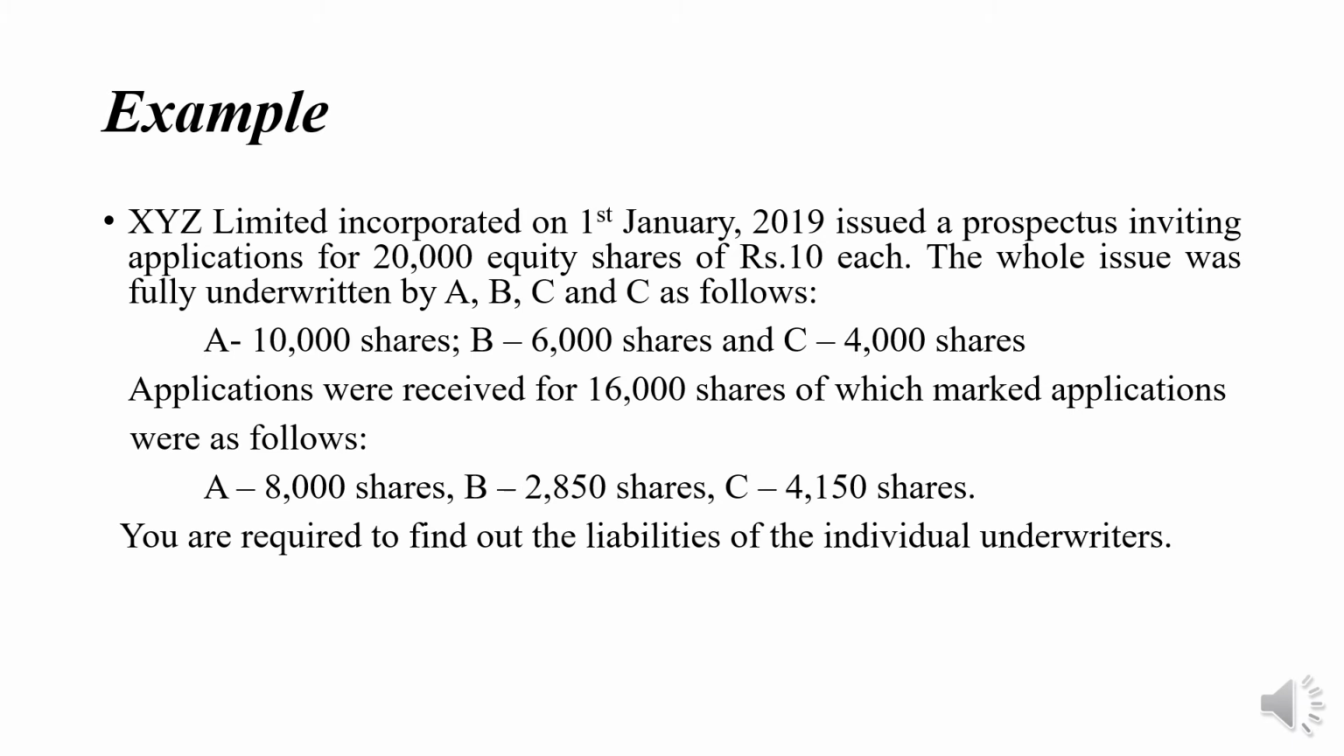Here the total number of applications received is 16,000. Out of that, the marked applications total is 15,000: 8,000 plus 2,850 plus 4,150. So the total marked applications are 15,000. Therefore, you can easily calculate the unmarked applications. What are the unmarked applications here? 16,000 total applications received minus marked applications of 15,000. So the total unmarked applications are 1,000. Now let us work out this problem.